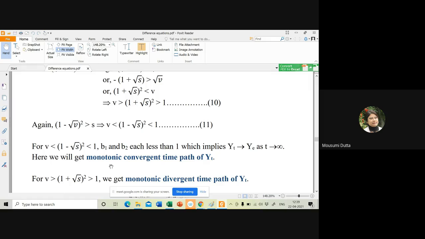And another condition of monotonic time path, can you identify from these lines? This one was convergent, the one we just discussed. And another possibility when it can be monotonic? Ma'am, V greater than 1 plus root S whole square. Yeah, V greater than 1 plus root S whole square.